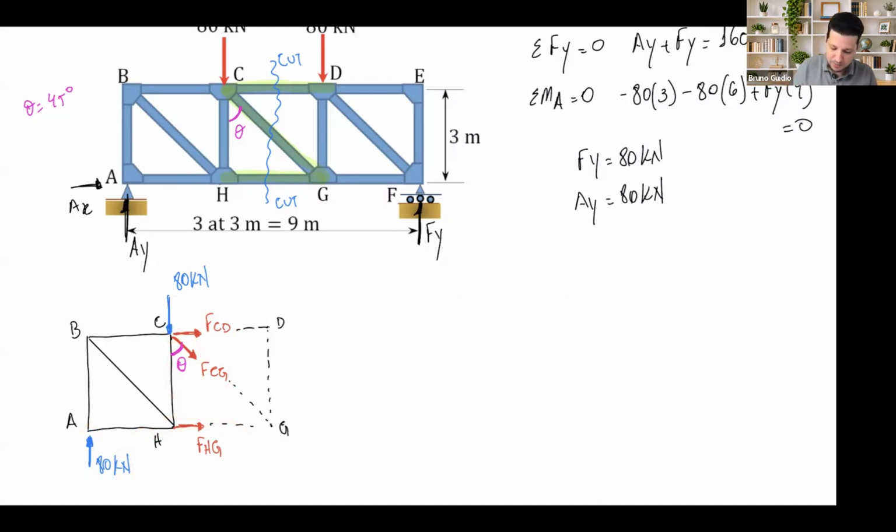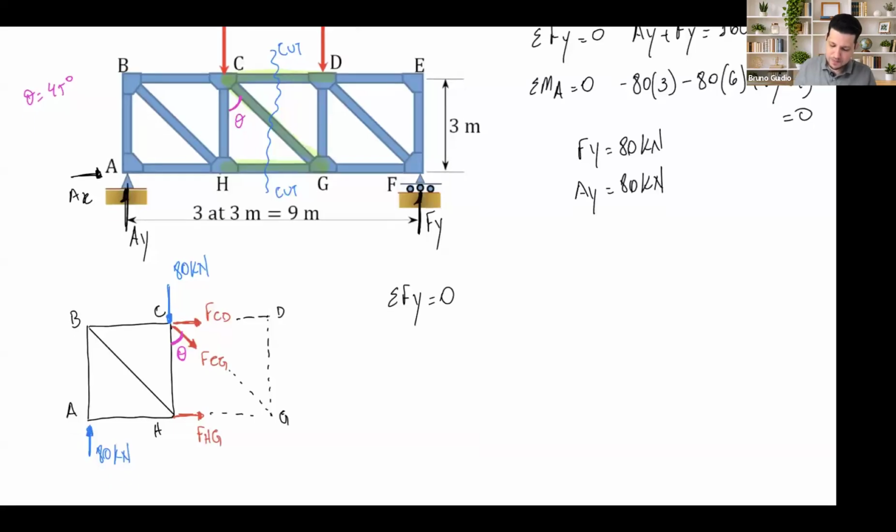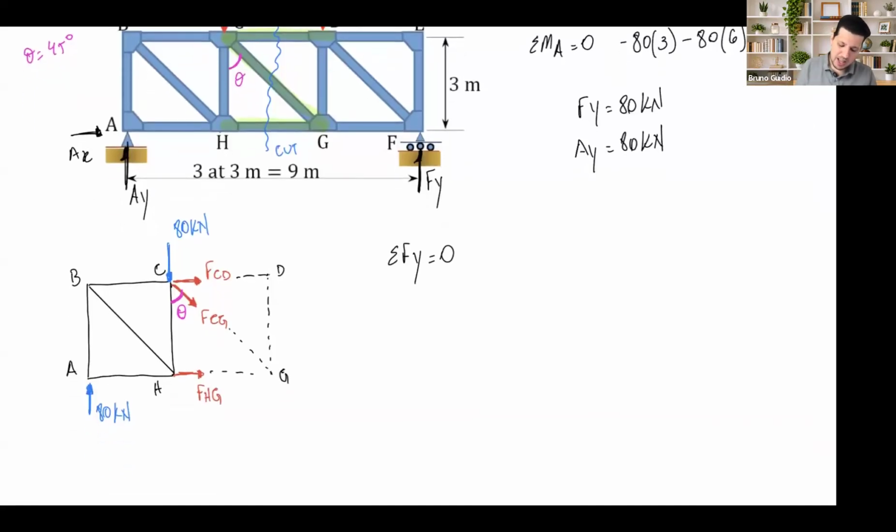Let's start with the sum of the force in y. You could start with sum of the force in y. Another one, you could start with the sum of the moments about G. Those two are canceled, and you find FCD, another option. So depending on what you want to do. In this case here, take a look what's going to happen.